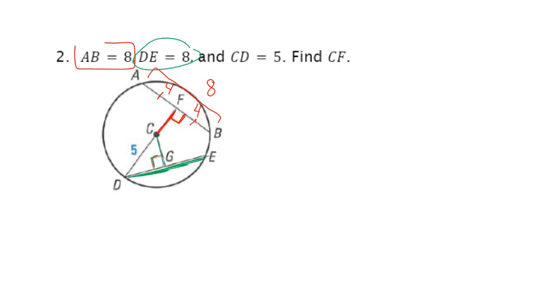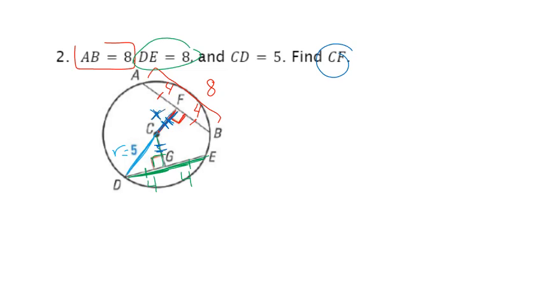And again, same concept, right? So these are both 4. Since these chords are the same length, we do know that their distance from the center is also the same. So I know that whatever CG is, CF has to be the same. And then they do tell us that CD is 5. CD is your radius. And the goal is to find what CF is. So CF, I don't know what it is.